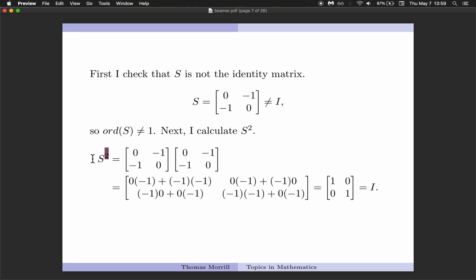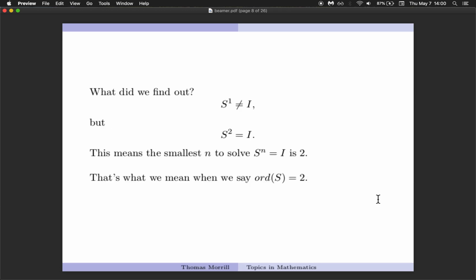So the square of this matrix, S times S, is the identity matrix. Now I do have a solution to S to the power n gives me the identity element. So this gives me 2 equations. First off, S to the power 1 is not the identity, but S to the power 2 is the identity. So I can solve this equation. The smallest integer n that does solve the equation is 2, right?